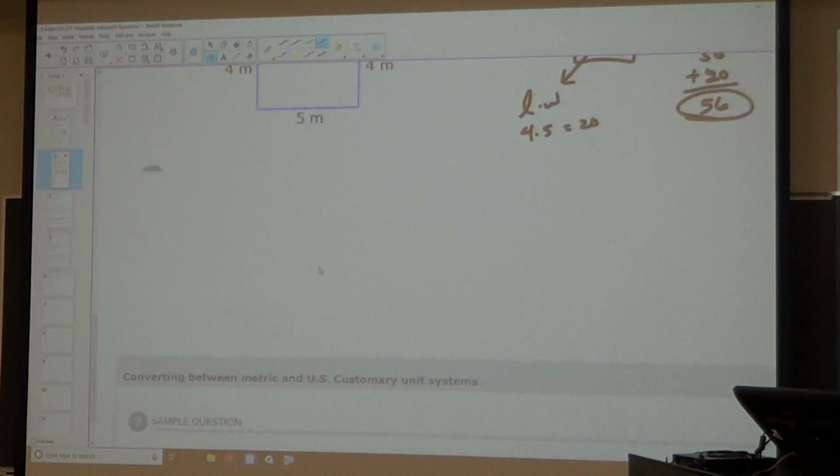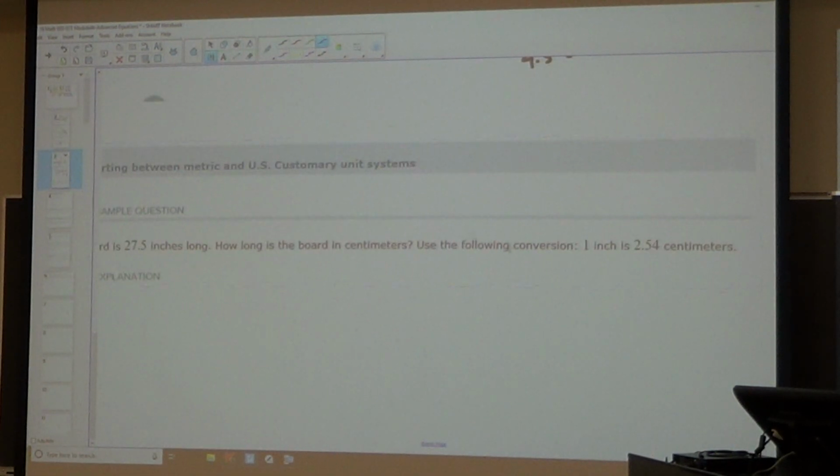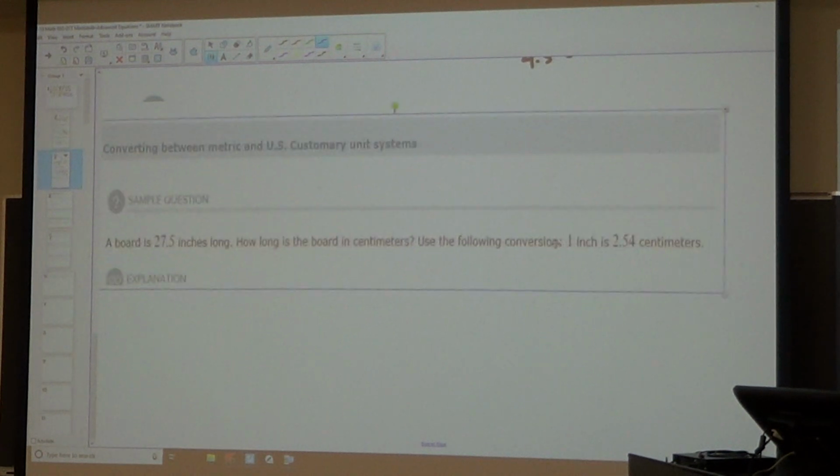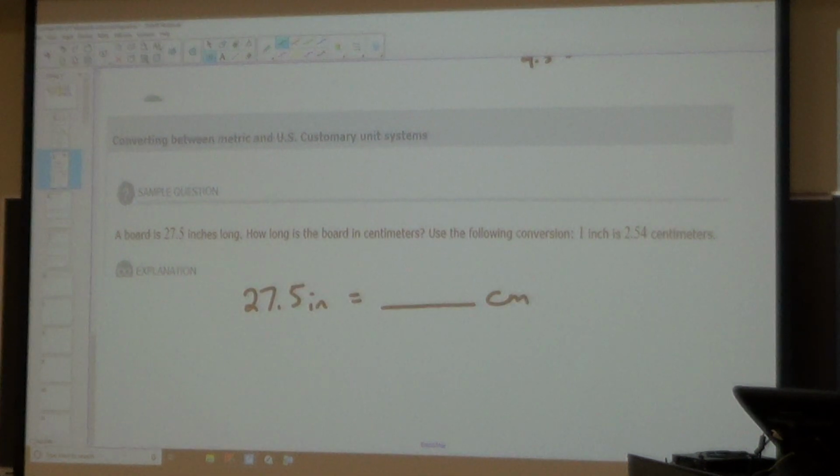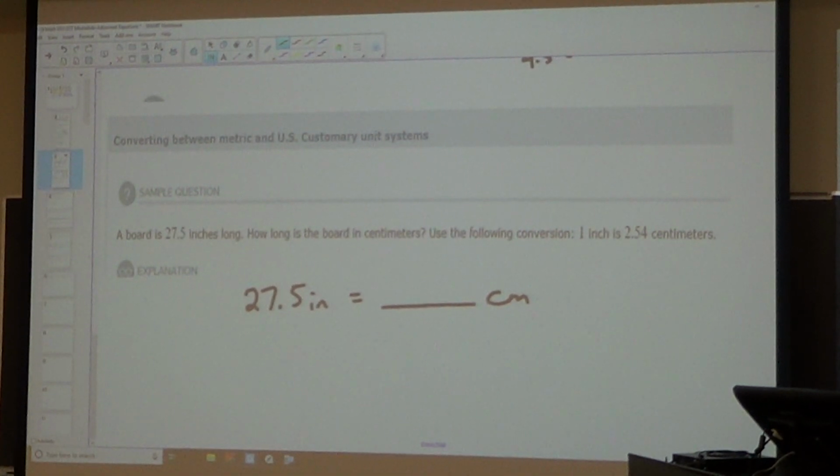All right, now, we have a board that's 27.5 inches long, and we want to convert it to centimeters. So we have to decide, is it King Henry or is it something? King Henry is only if we're going from meter to meter, liter to liter, or gram to gram. It's a something. So if we were going from centimeter to kiloliter, hectometer to centimeter, kilogram to hectogram, those are all King Henry.